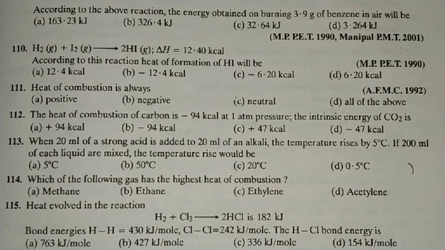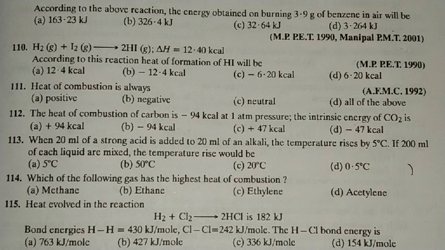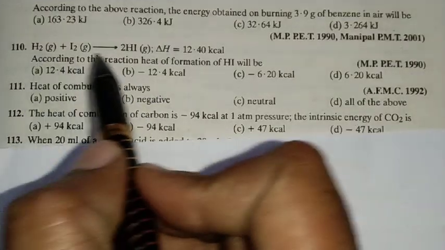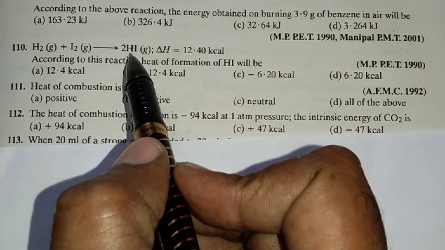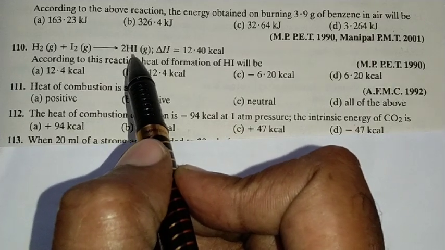H2 plus I2 gives 2HI, delta H equal to 12.4 kilocalorie. According to this reaction, the heat of formation of HI will be? Already the formation of HI is given. But as per the heat of formation, what should we take for 1 mole? Here, as per the equation, 2 moles of HI are formed. But as per the basic definition, how much heat enthalpy is involved in the formation of 1 mole only?